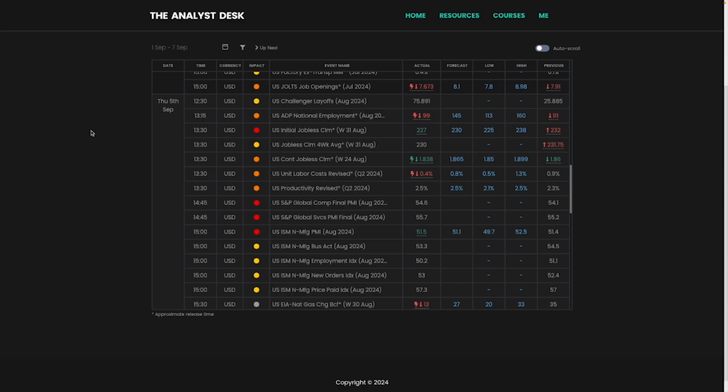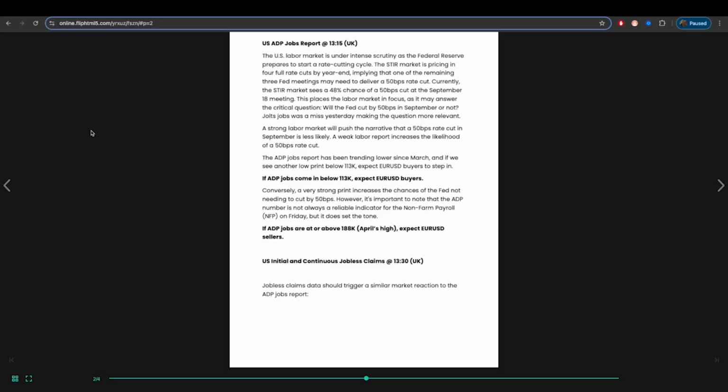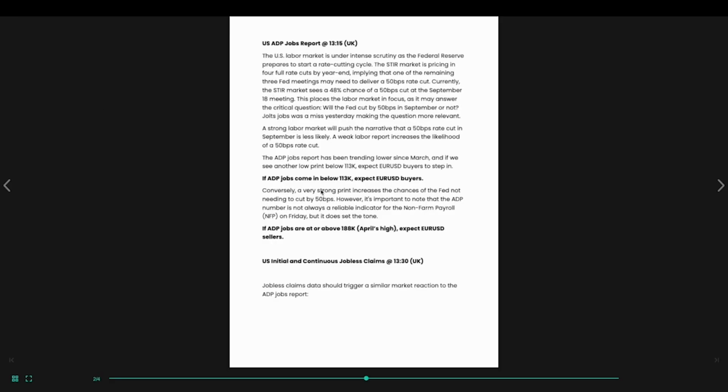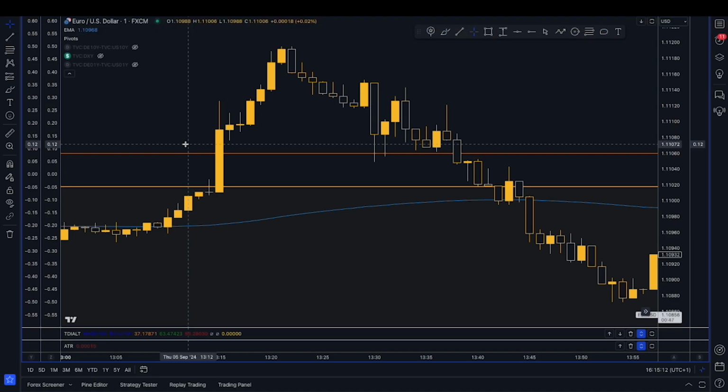You can see here on the cheat sheet, we're looking for this scenario. If the ADP came in below 113,000, we'd expect Euro US dollar buyers, because that made the 50 basis point rate cut more relevant. We'd expect dollar weakness and euro dollar upside. And we saw that that came in nicely just after the print. We had 1, 2, 3, 4, 5, 6, 7 minutes of buying.